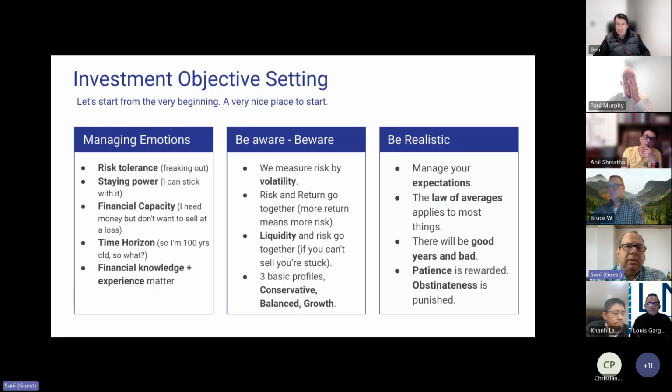Okay. And here we really talk about risk most of the time. So we measure risk by volatility in investments. Okay. So risk and return go together. So the percentage of return goes with the percentage of risk that you're taking, and that's measured in volatility. So what does that mean?